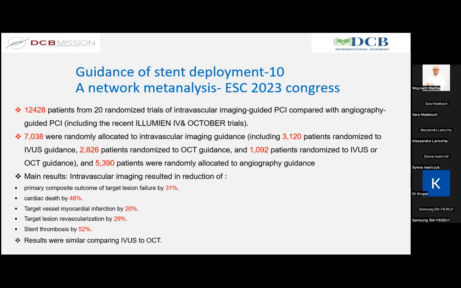The network meta-analysis included 2,428 patients from 20 randomized trials of intravascular imaging-guided BCI compared with angiography-guided BCI. They included the recent ILUMIEN 4 and OCTOBER trials. The main results of this meta-analysis were that intravascular imaging resulted in reduction of the primary composite outcome of target lesion failure by 31%, cardiac death by 46%, target vessel myocardial infarction by 20%, target lesion revascularization by 29%, and stent thrombosis by 52%. And the results were similar comparing IVUS to OCT.